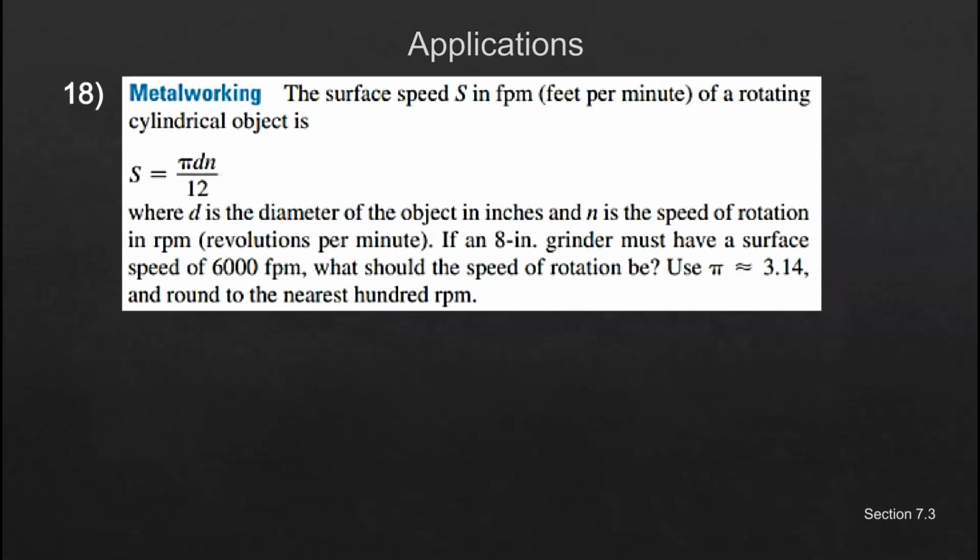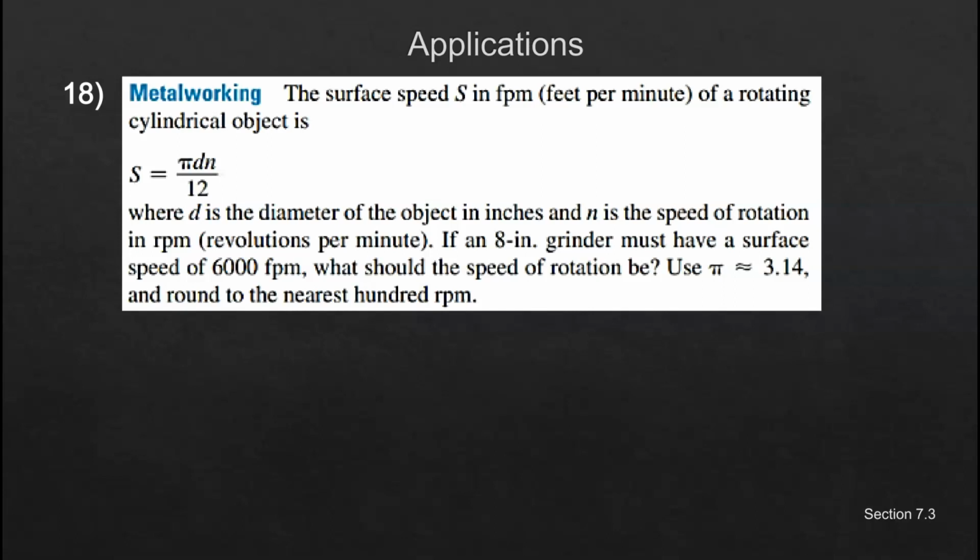Metalworking. The surface speed S in feet per minute of a rotating cylindrical object is S equals pi times d times n, divided by 12. D is the diameter, n is the speed of rotation. And I said that down below. So if an 8-inch grinder must have a surface speed of 6,000 feet per minute, what should the speed of rotation be? We're going to use 3.14 for pi and round to the nearest 100 RPMs.